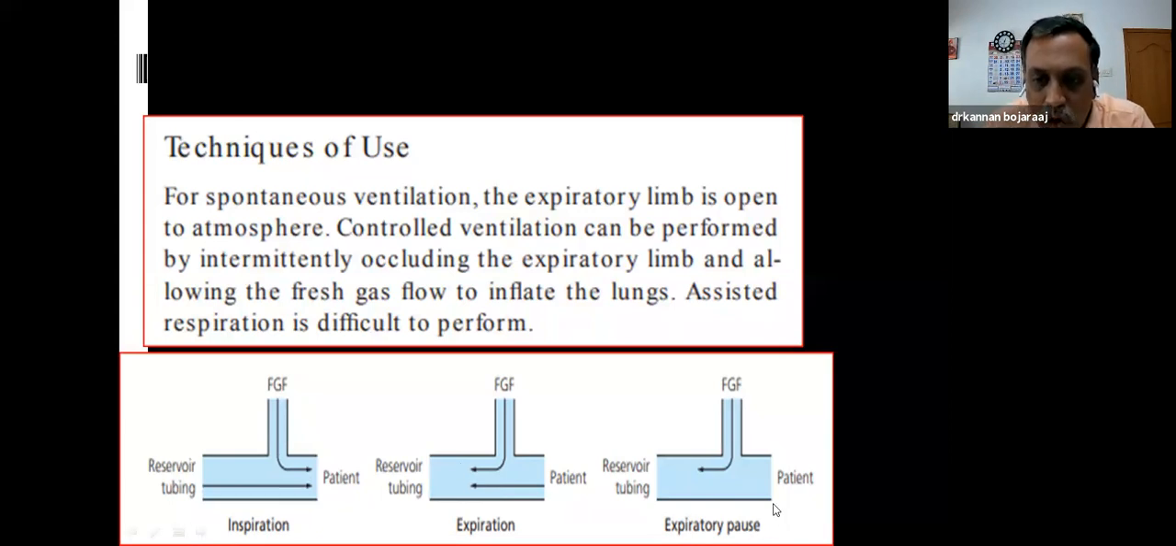And during the expiratory pause, what happens? Only fresh gas flow enters the reservoir tubing. If you understand these three sentences, the working principle is very, very simple. For spontaneous respiration, the expiratory limb is open to atmosphere. Controlled ventilation can be performed by intermittently occluding the expiratory limb and allowing the fresh gas flow to inflate the lung. So you have to occlude this reservoir tubing during controlled ventilation.